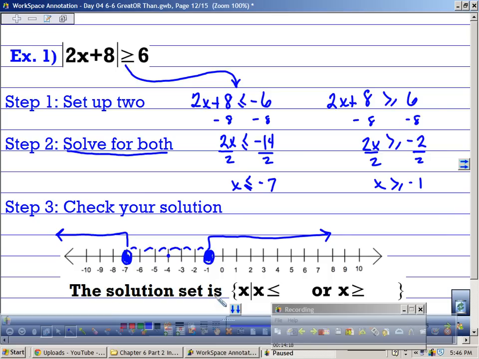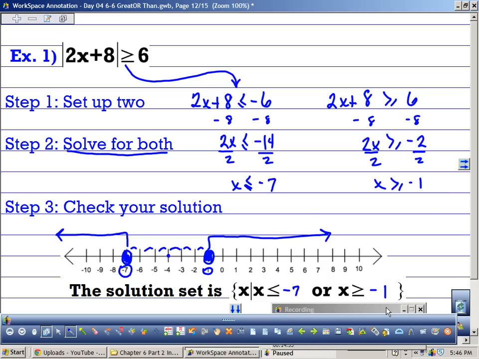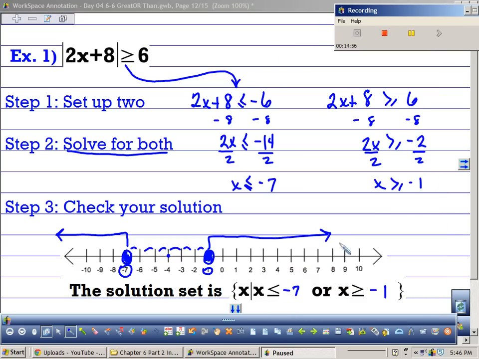So I'm going to say the solution set is, and this is just called set notation, x such that, it's a fancy way of saying we're talking about x. x is less than or equal to negative 7, or x is greater than or equal to negative 1. I hope this makes sense.